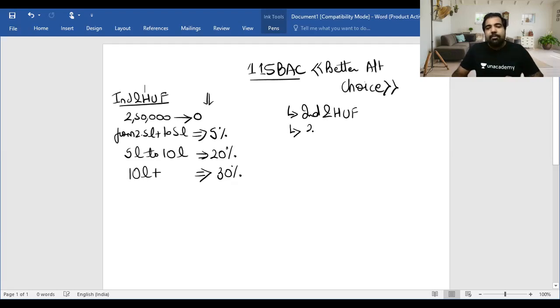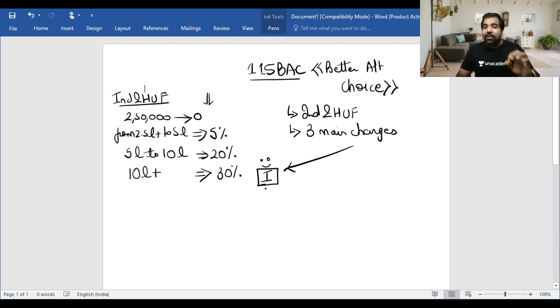Because, guys, there are 3 main changes. Let's have a look. What's the first change? The first change, and a very good change, is something that will make individuals and HUFs really happy, like a smiley on the screen. It'll make you really happy because the slabs are now very, very uniform.